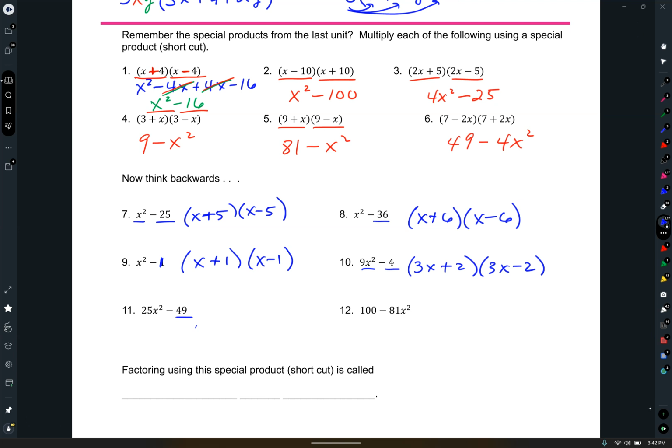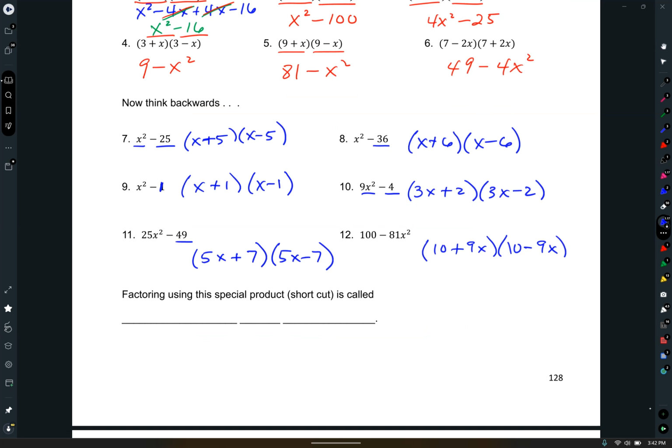On this one, I'm going to get 5x plus 7 and 5x minus 7. And then this one is going to turn into 10 plus 9x and 10 minus 9x. So whenever you notice this kind of a pattern, this shortcut is called difference of squares. Difference of squares, because difference means subtraction. So whenever you are subtracting perfect squares.